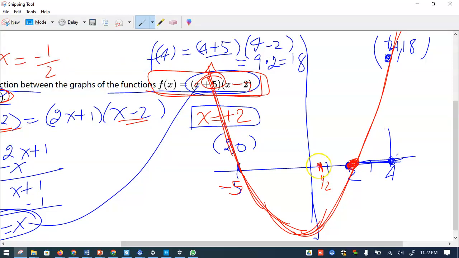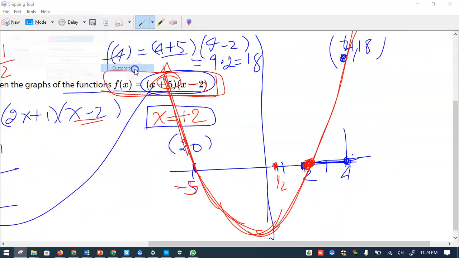So the other one is going through this point. So maybe something like this. Okay. But eventually it crosses this point at 4 and 18. I hope that helps to understand how they cross. So this is the common point, and then there's another point right here where they cross each other.